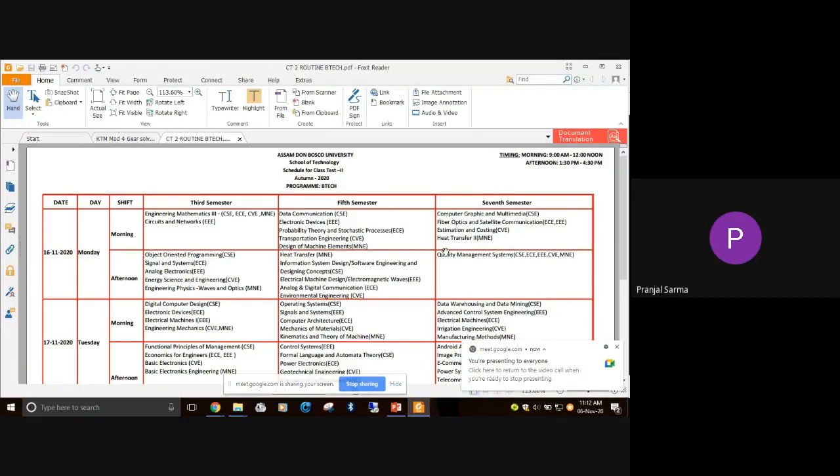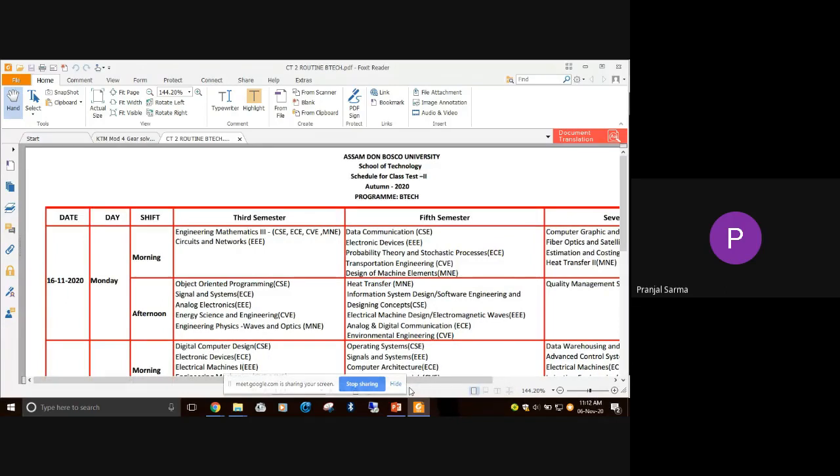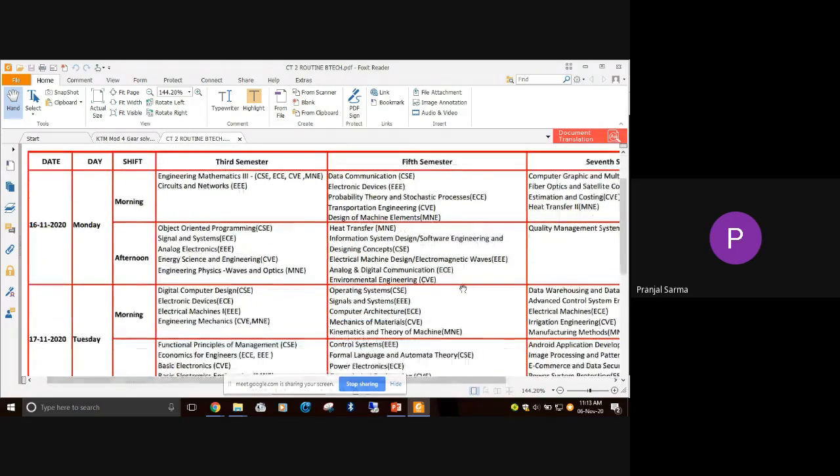Okay, so for those who have not gone through the schedule, here it is. I think it's visible. From the 16th it starts, and on the 16th you have your other subjects, and on the 17th this morning we have kinematics and theory of machine. So we still have 10 more days to this particular exam.